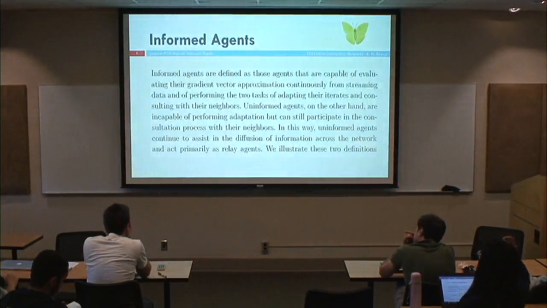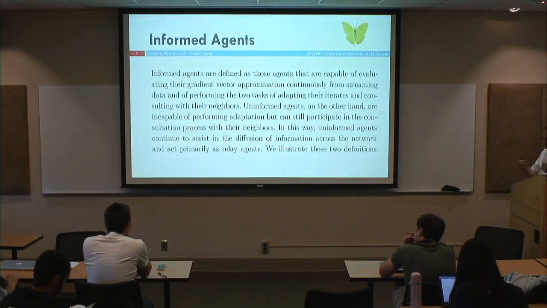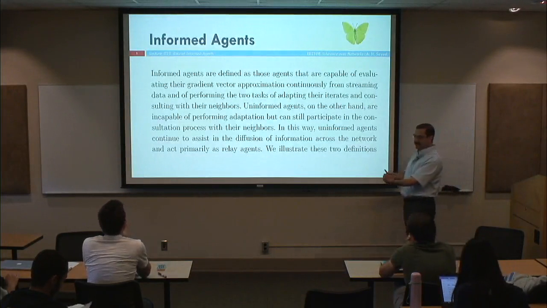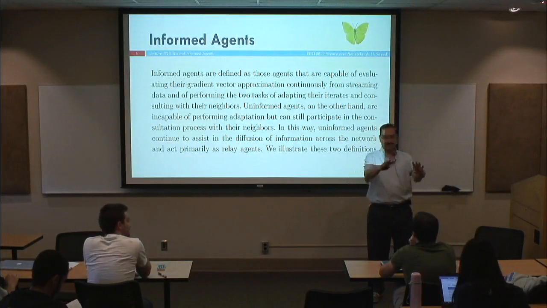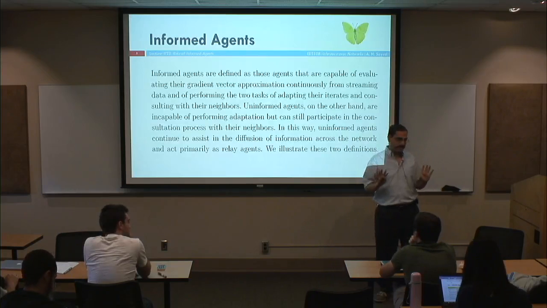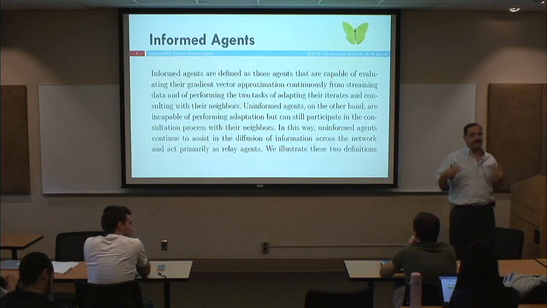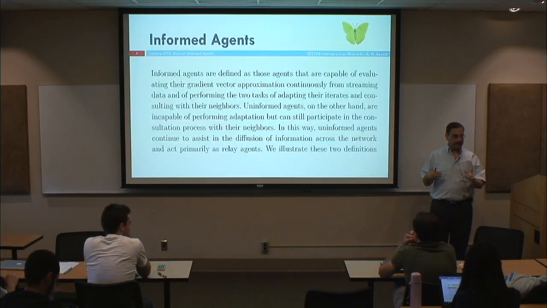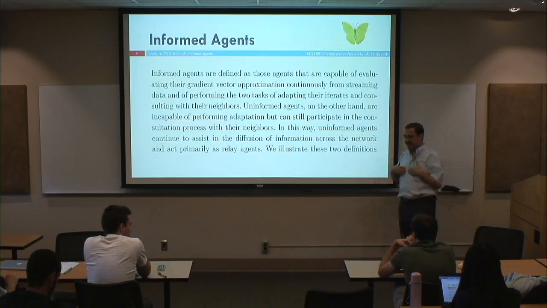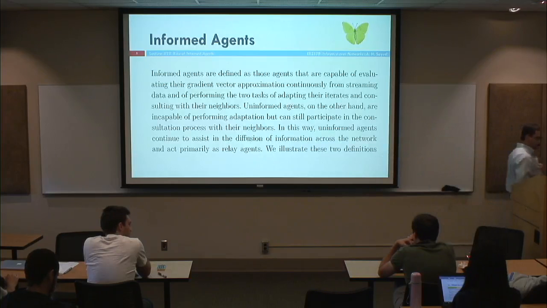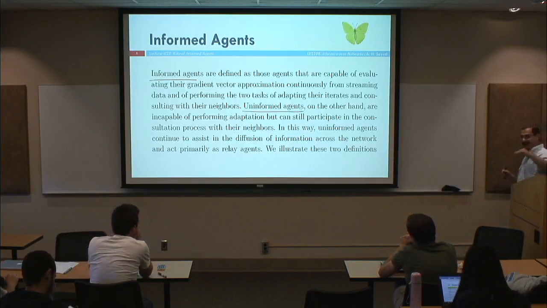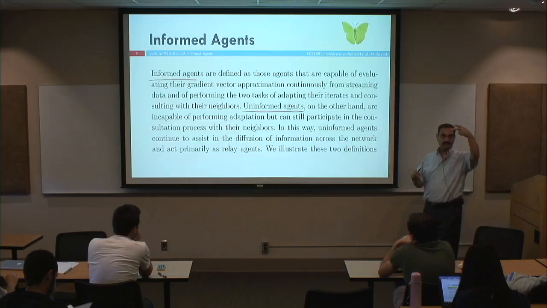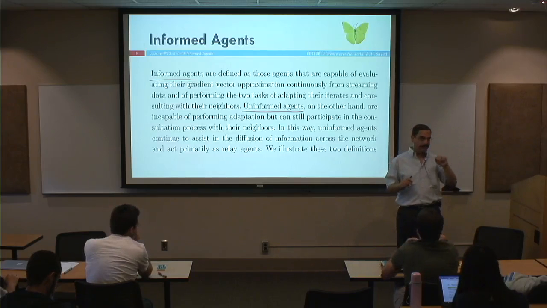Let's define that. Each agent is running a distributed strategy. Let's say diffusion, just to keep it simple. What do you have to do in diffusion? Let's say ATC: you adapt, then combine. So if I'm agent k and I want to do adaptation, here I'm defining informed agents and uninformed agents. An informed agent is one that can do both steps, adaptation and combination.